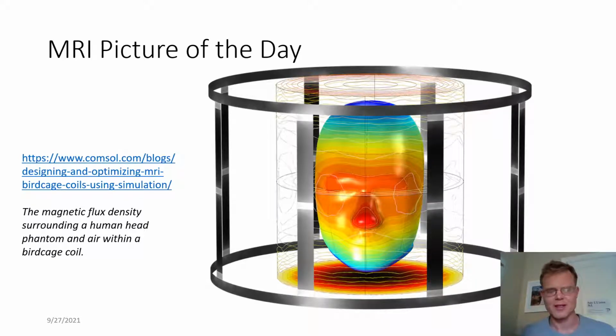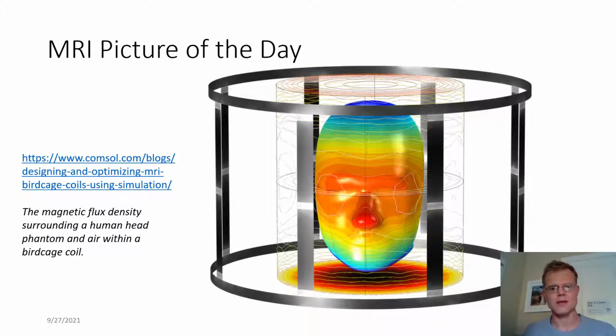First, the interesting MRI picture of the day, and maybe at least very colorful. This simulation here is illustrating an RF coil, and we're going to talk more about the purpose of RF coils in this lecture. But these silver gray rungs around the outside are what's called a birdcage RF coil.